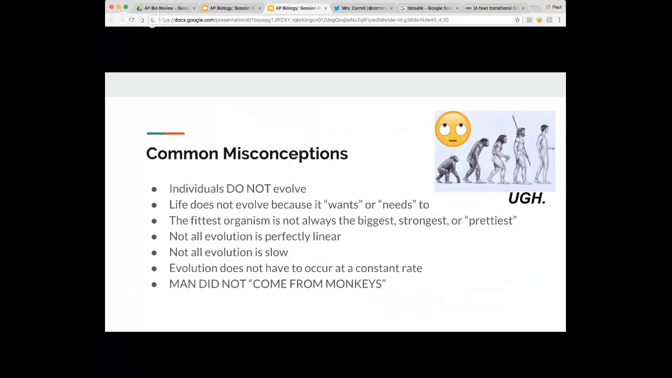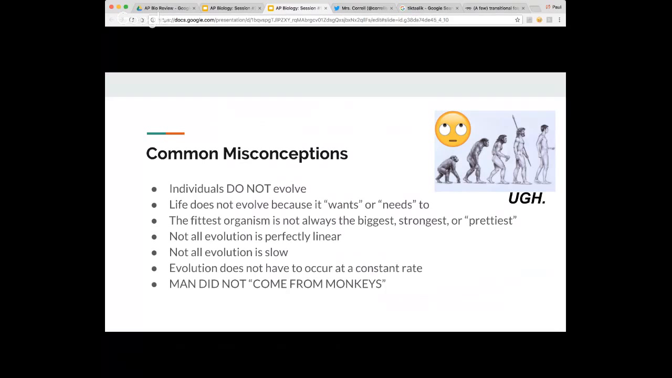So here are some common misconceptions in evolution that pretty much drive me crazy. Individuals cannot evolve. It's too late for you. You've already been born. You have your defined characteristics, your defined traits. This is as good as it gets. If you're successful, cool. If you're not, you're not.